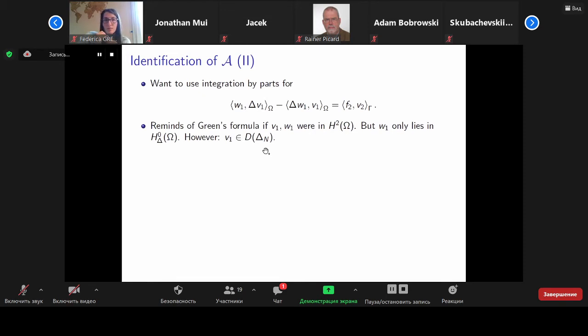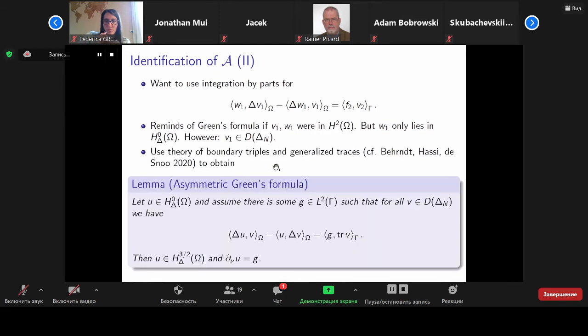Sobolev regularity 3/2. And also the Neumann trace is 0, and this somehow saves us, because there is some asymmetric version of Green's formula, and we found the necessary theory in a book from last year by Bernd, Hasse, and Desnoux, using theory of so-called boundary triples and generalized traces. And if one applies this theory, one can deduce the following version of Green's formula.